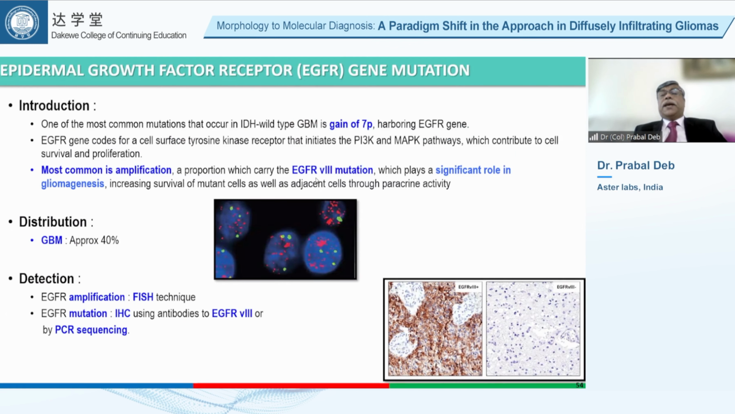It is using the EGFR variant 3 mutation. It was understood which plays a significant role in gliomagenesis, and that is either assessed using FISH or IHC using an antibody specific to the EGFR variant 3 region, or finally, in case of controversial entities, by PCR sequencing.